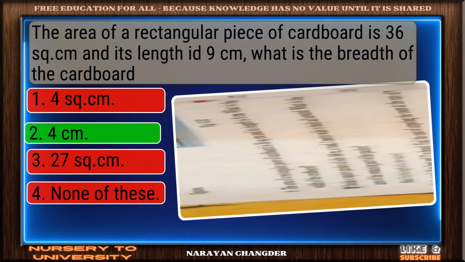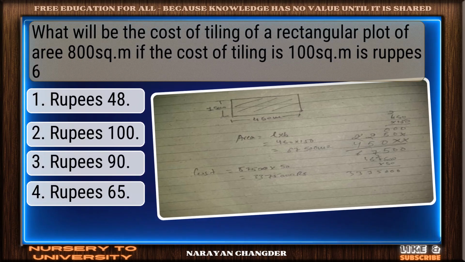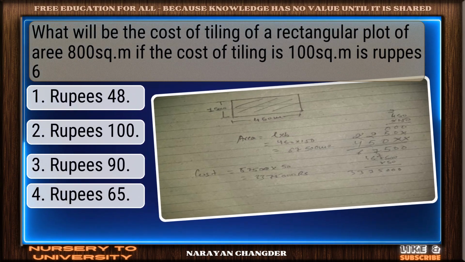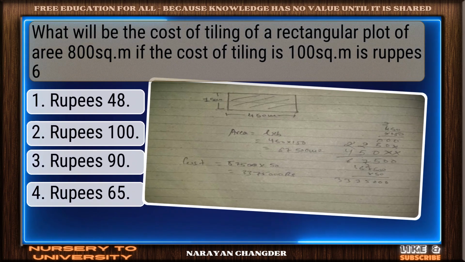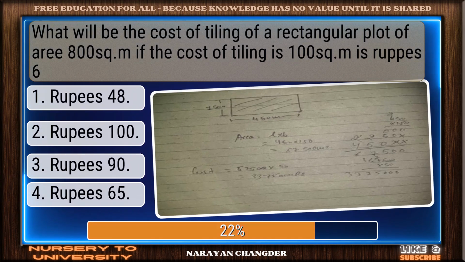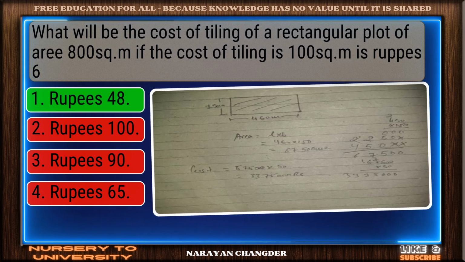Right choice. 4 cm is the best answer. What will be the cost of tiling of a rectangular plot of area 800 sqm if the cost of tiling is 100 sq. m is rupees 6? Bravo, rupees 48 is the answer.